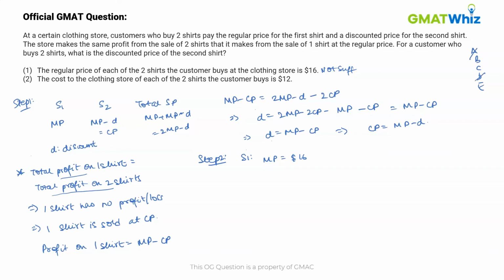We now check the sufficiency of statement 2. This statement 2 tells us that the cost to the clothing store of each of the two shirts the customer buys is $12. So here we are directly given the cost price of the two shirts. This means that the customer buys the second shirt at the cost price, which is equal to $12. So MP minus D is equal to $12. And from statement 2, we can thus answer the question, and so statement 2 is sufficient and the correct answer is option B.